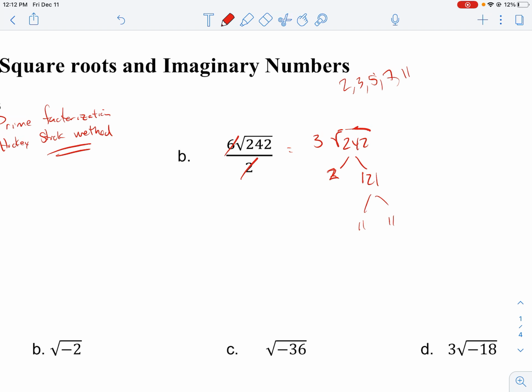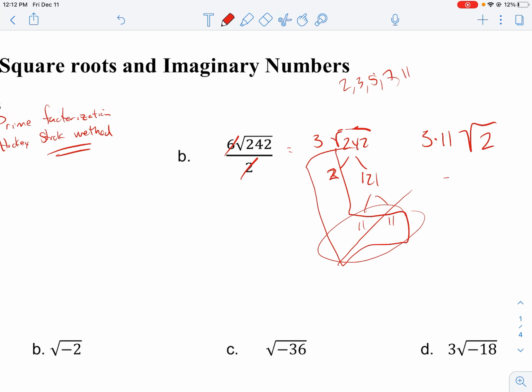Okay, so 11 goes in there, right? How many times? Twice. 121 is actually one of our perfect squares. So here is a pair of 11s. I bring that out, so I get 3 times 11. And what gets left behind is the 2. So I get 33 square root 2. Okay, and notice I'm leaving it in radical form. Okay, so in all these problems, and today we're going to be doing the same, we're not going to be finding the decimal number for that. We're just going to leave it in radical form.